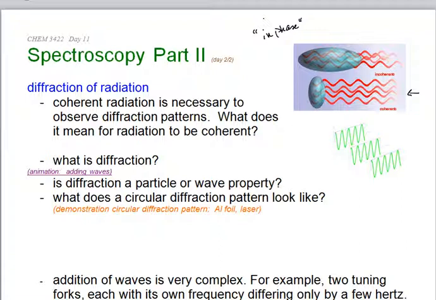So coherent means in wave. Well, no. In sync. See, look at the diagram. Phase. Yeah, in phase, or all the peaks, all the troughs, all the valleys are lined up, right? They're all in sync.